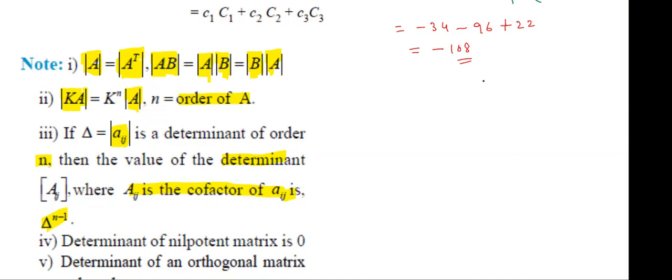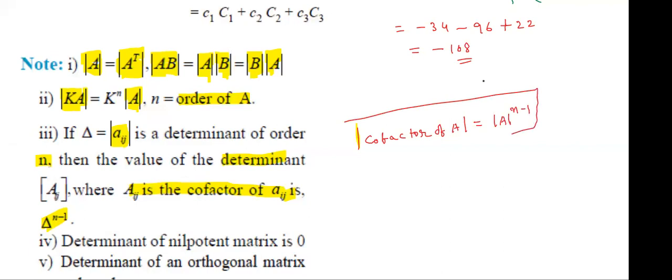So that meaning is what? Det of cofactor of A. Det of cofactors of A is equal to det A whole power n minus 1. This is the formula. That is the meaning of this.